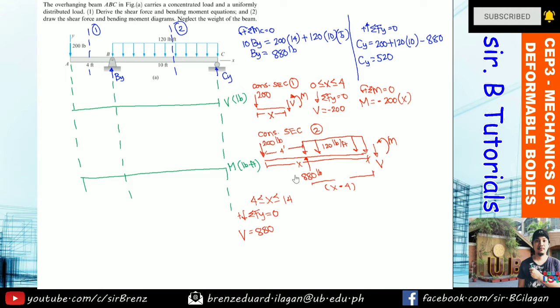And then, ito yung pataas. So, minus 200. And then, minus, so may uniform load ka, 120 multiplied by x minus 4. Okay? And the next will be for the moment equation.